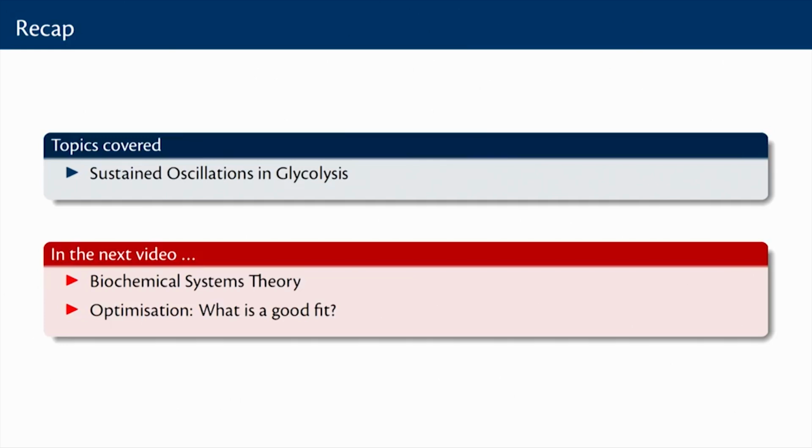So I hope you had a good overview of how one uses MATLAB to work with models on biomodels.net to run simulations and plot graphs and so on. In the next video we will start looking at parameter optimization or parameter estimation, which is an optimization problem essentially, and we will also have a brief overview of biochemical systems theory just before we get started with parameter estimation.